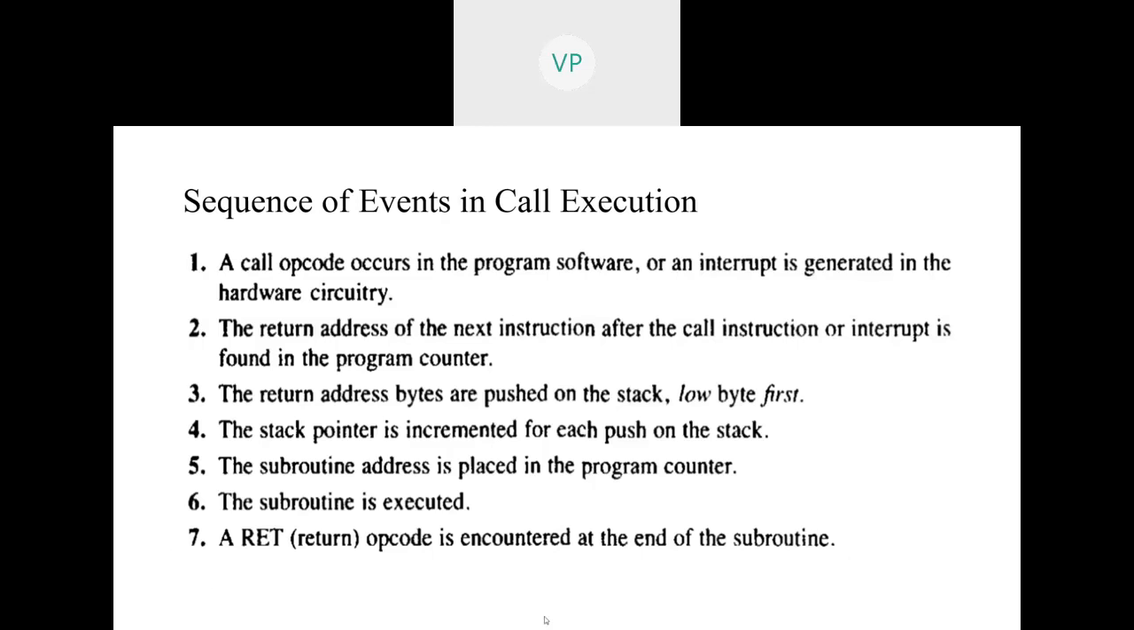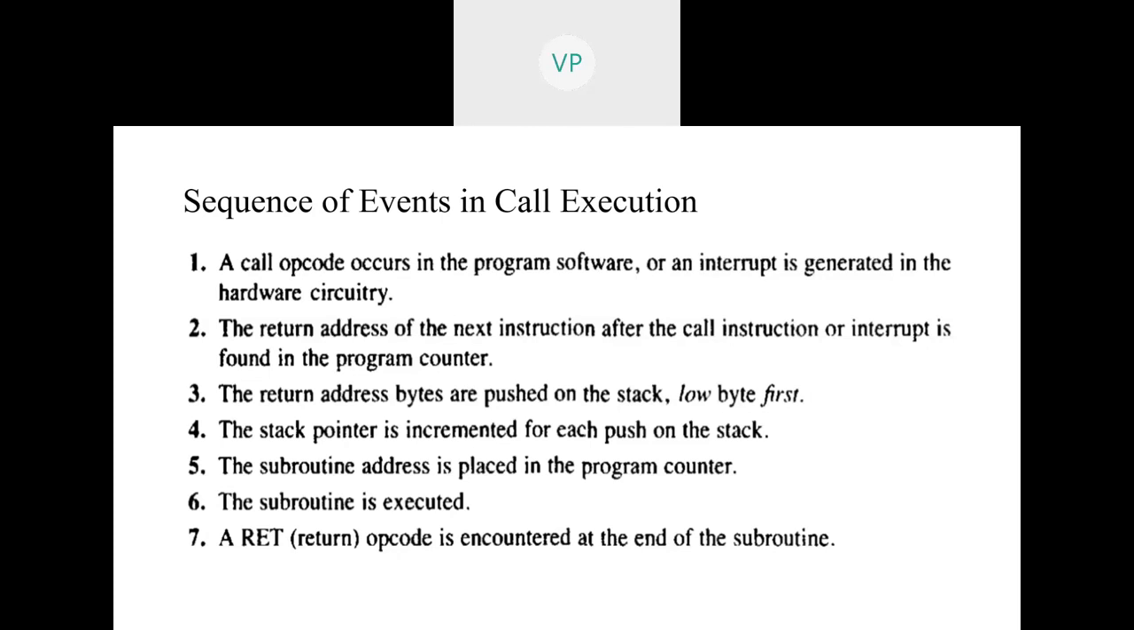As I said, the return address of the next instruction after the call instruction or the interrupt is found in the program counter. Since the next instruction is stored in the program counter, but the program counter should now have the address of the subroutine, the processor stores the return address onto the stack, and the program counter will hold the address of the subroutine. In the subroutine, it will execute all the instructions, and after the return opcode is encountered and executed, what will happen?